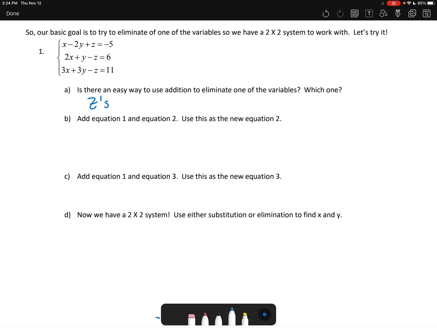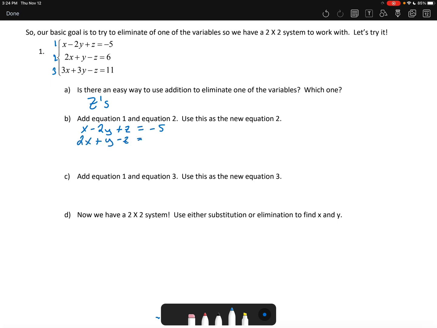Because we already have opposites. The first one is the opposite of the second one. So if I call this equation 1, 2, and 3, 1 and 2 are already opposites, a plus z and a minus z, and then 1 and 3 are also opposites, the plus z and the minus z. So the first thing I'm going to do is I'm just going to take equation 1 and 2 and add them together. No multiplication is needed here. I could do that if I needed to, but that's why I picked on the z's. I'm just trying to work smarter, not harder when I do that.